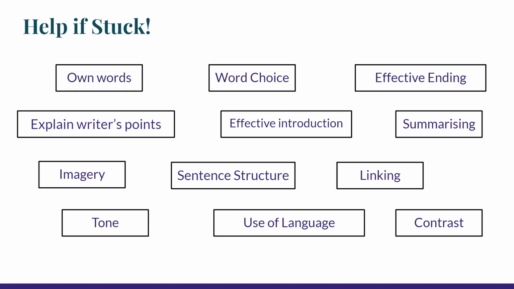Okay, now, if you're stuck, here's some examples. So own words, word choice, effective ending, explain writer's points, effective introduction, summarising, imagery, sentence structure, linking, tone, use of language, and contrast. Now, these are all things that with varying degrees of frequency come up in RUE past papers and previous exams and tests. Which ones are understanding? Which ones are analysis? And which ones are evaluation? And again, pause it and see if you can work it out for yourself. Now I am going to change the slide.